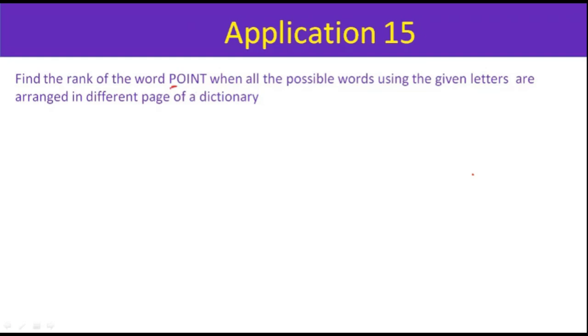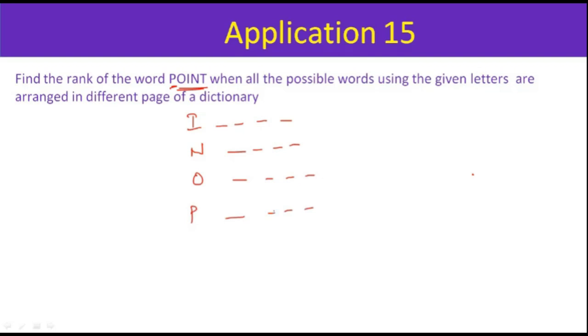If I have to arrange these words alphabetically, first will be I, all the 5-letter words starting with I. Then what would be next after I? It will be all the words starting with N. Then O. And then P. We don't have to go farther than P.